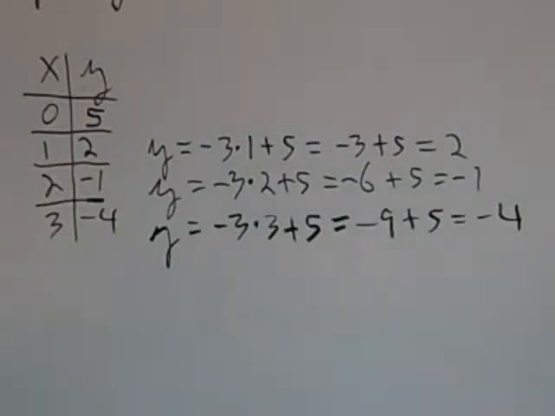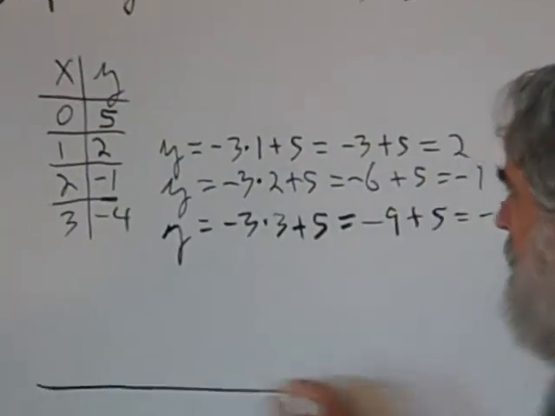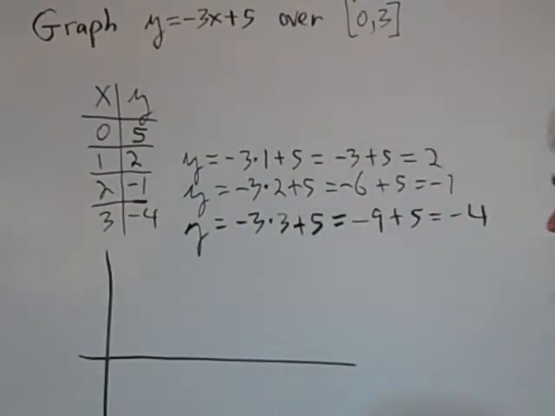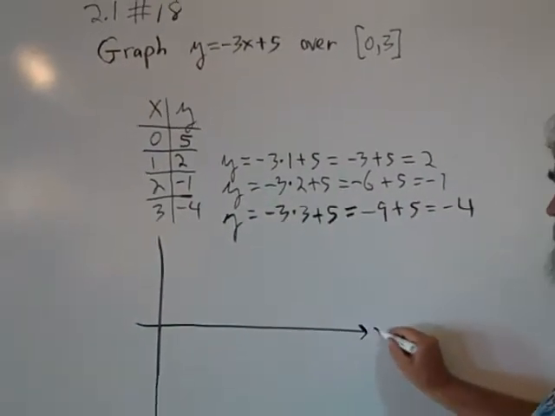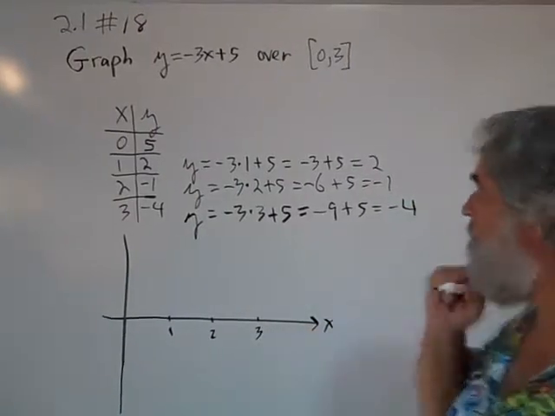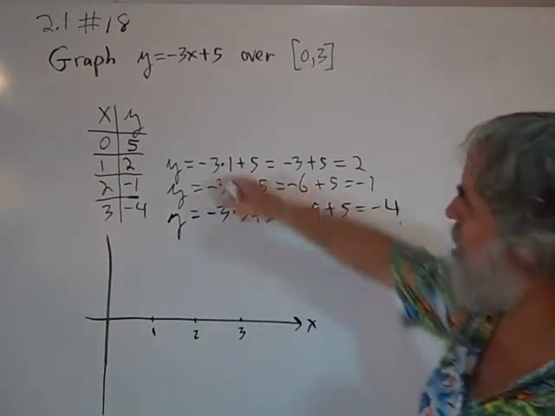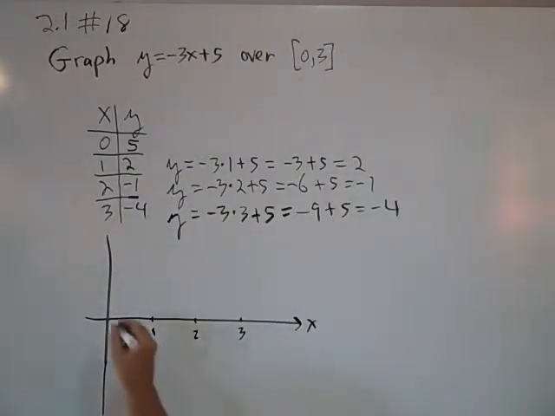So notice the x values go from 0 up to 3. So I'll put our x-axis like this. There's no negative values of y. There's the x-axis. I'll make this 1, 2, and 3. Now on the y-axis, notice you go up to 5 and down to negative 4. So I'm going to make this 1, 2, 3, 4, 5, and 1, 2, 3, 4. So that's negative 4 going down.